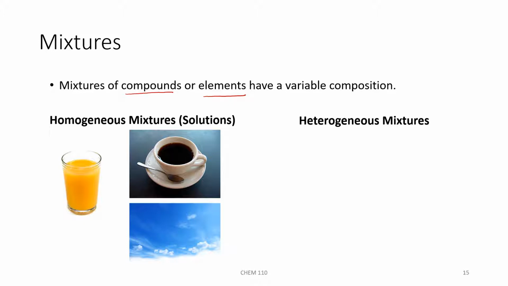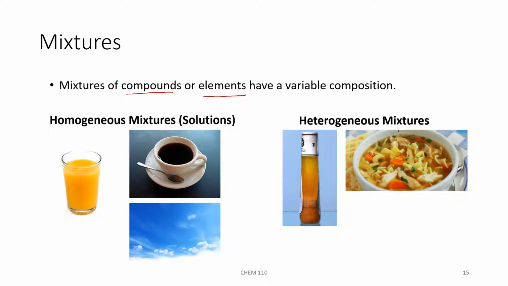Now, some examples of heterogeneous mixtures where there's two or more phases. If you look at something like Italian dressing, which contains oil, water, vinegar, seasoning, we know that oil and water do not mix. They're immiscible. And so it creates a phase. Chicken noodle soup. This is another example of a heterogeneous mixture. There's distinct phases and pieces and parts that we can see throughout. So you're looking for those multiple phases that are distinct in a heterogeneous mixture.